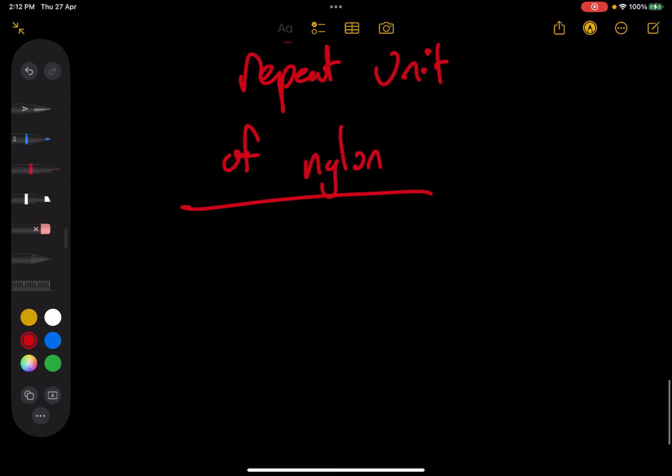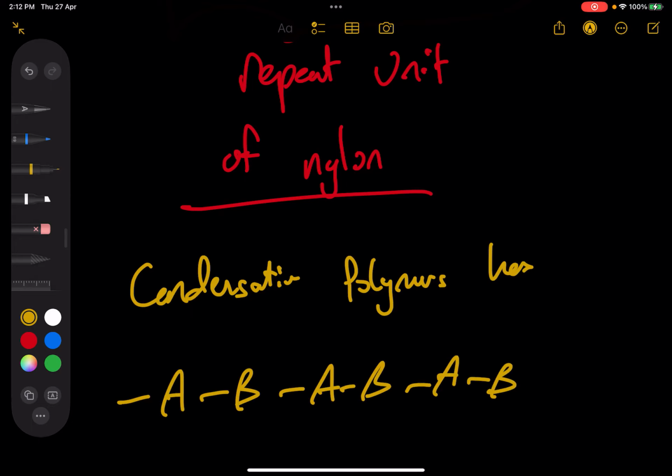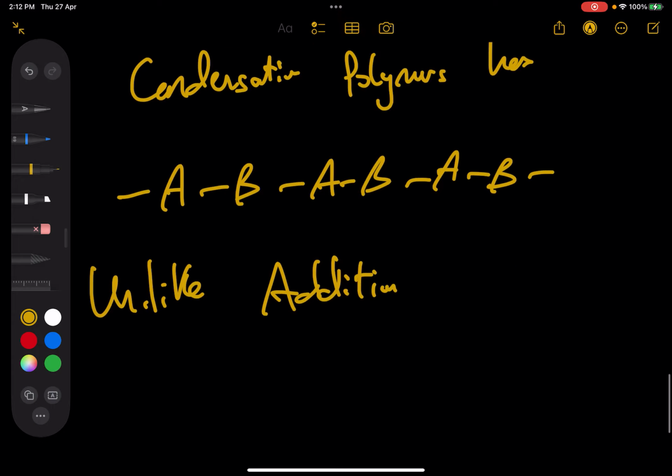So take care that condensation polymers have monomers looking like that: A, B, A, B, A, B. Unlike addition polymers, which was A, A, A.